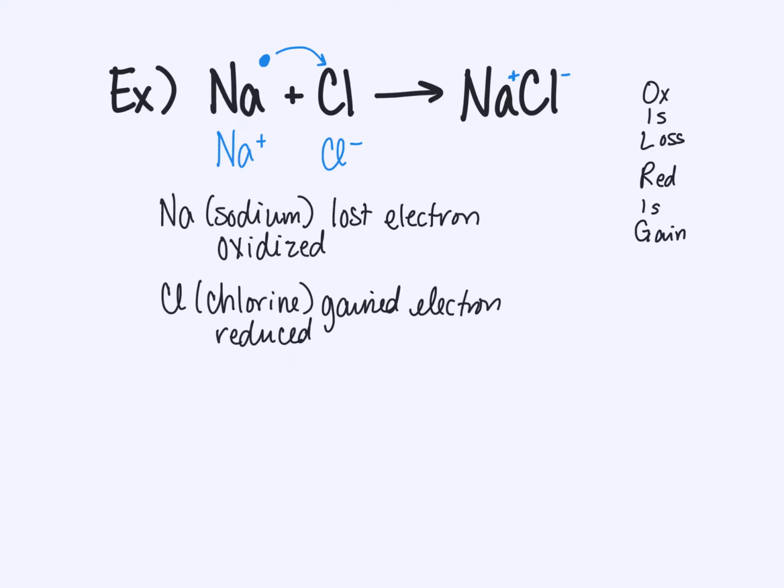So as you can see, this is a very simple example of a redox reaction in which the sodium atom was oxidized, meaning it lost an electron, and chlorine was reduced because it gained that electron that it got from sodium.